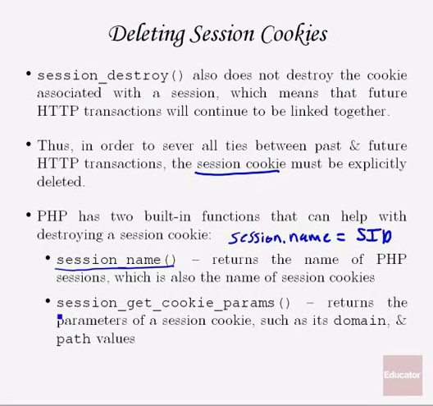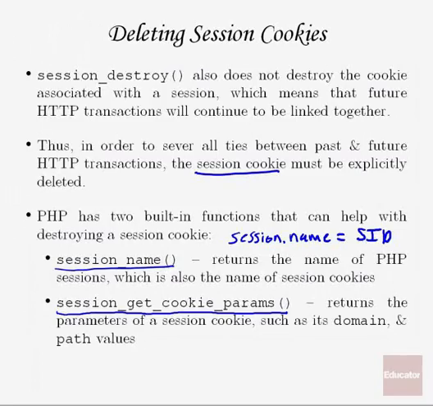Then there's a method called session_get_cookie_params, which allows us to get parameters of the cookie such as its domain and path, because also when we are deleting a cookie, we have to know the domain and the path for that particular cookie. So we need to know the name of the cookie and then domain and path in order to successfully delete it by setting its time into the past.